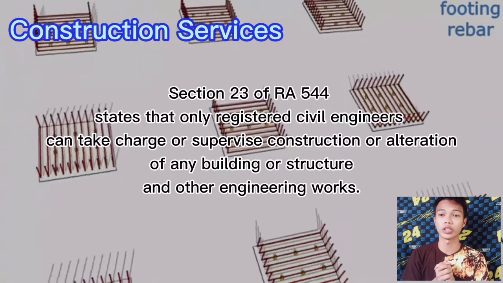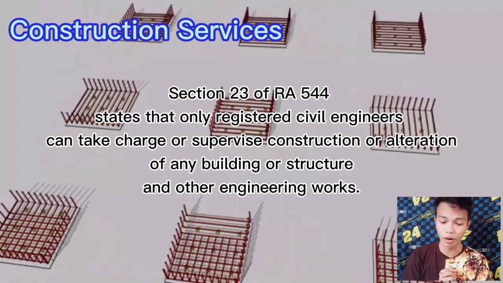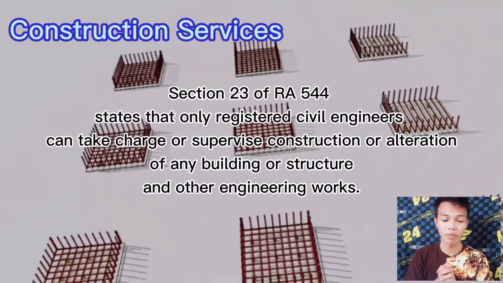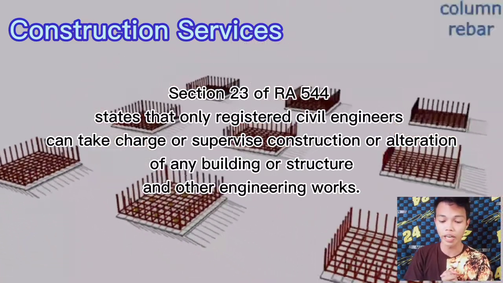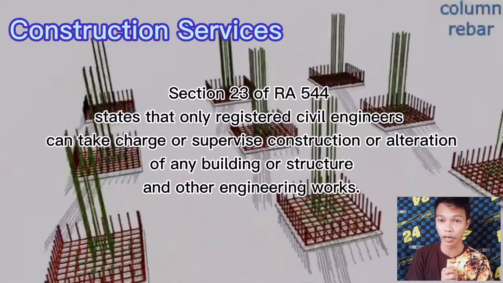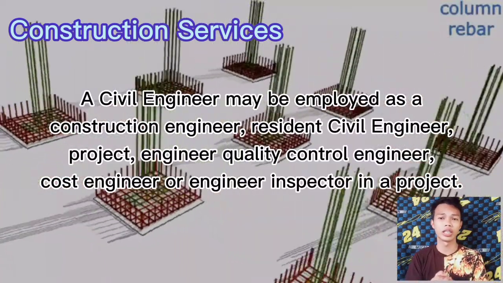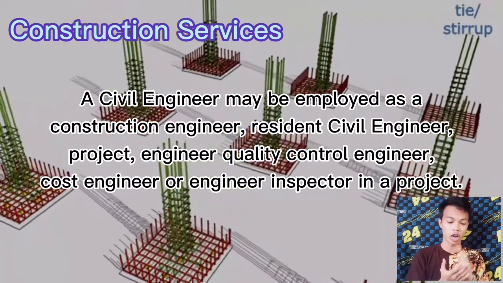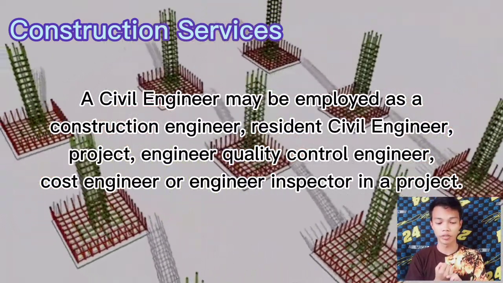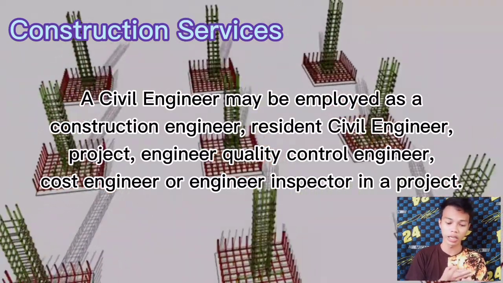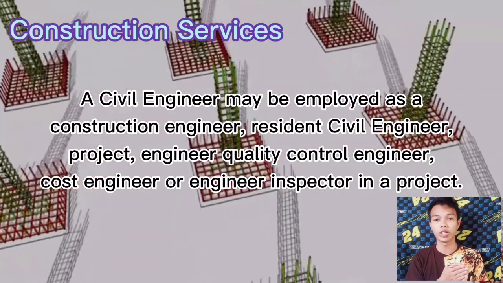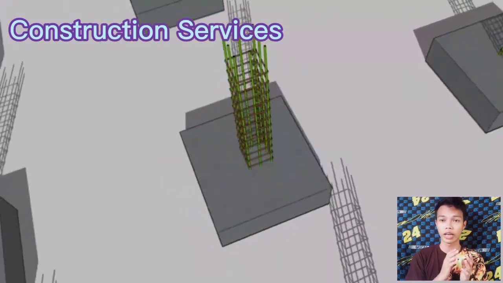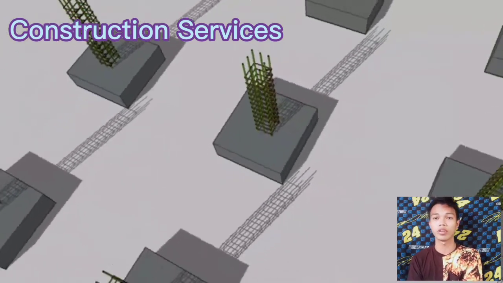According to Section 23 of RA 544, only a registered civil engineer can take charge or supervise construction or alteration of any building or structure and other engineering works. A civil engineer may be employed in other works, including construction engineer, resident civil engineer, project engineer, quality control engineer, and cost engineer or engineer inspector in a project. So let's define the different kinds of work or different employment for the civil engineering.